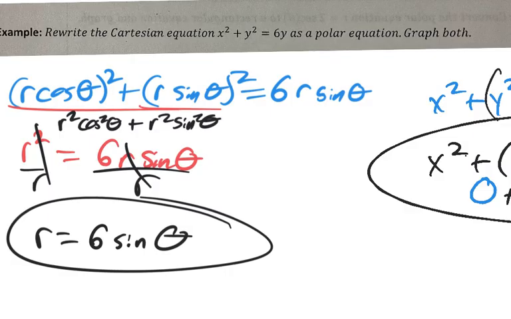That's 3a. It's a circle centered at 0, 3. This is what that looks like.